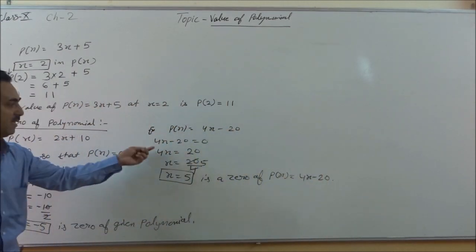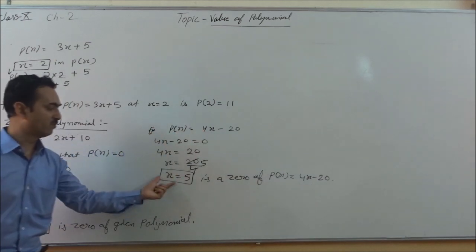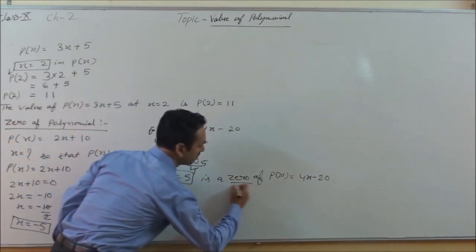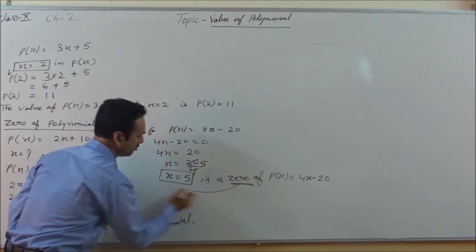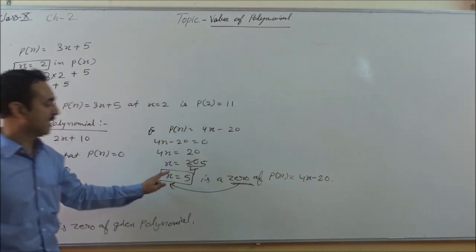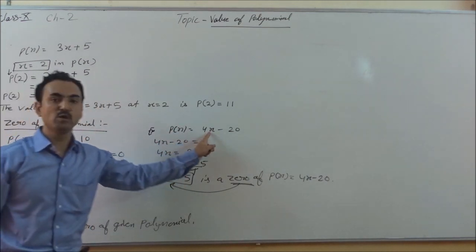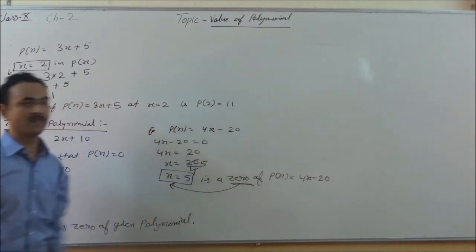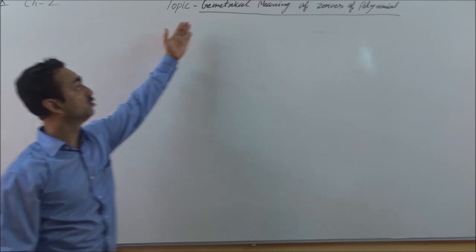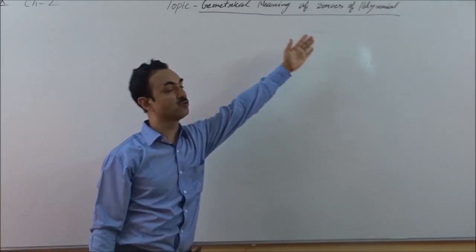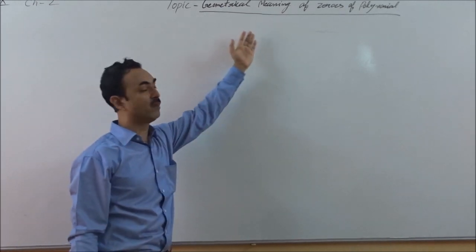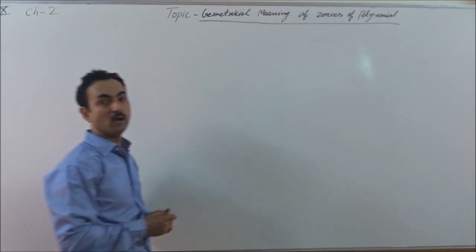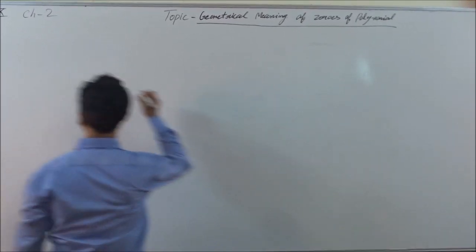So you have understood better how to find the zero of a polynomial. This is called the zero of a polynomial. So the zero of the polynomial is x equals 5 because x equals 5 makes the polynomial equal to 0. Now we will learn about the geometrical meaning of zeros of a polynomial. Geometrical means we will understand the meaning of zeros on a graph. So first we will understand the linear polynomial.